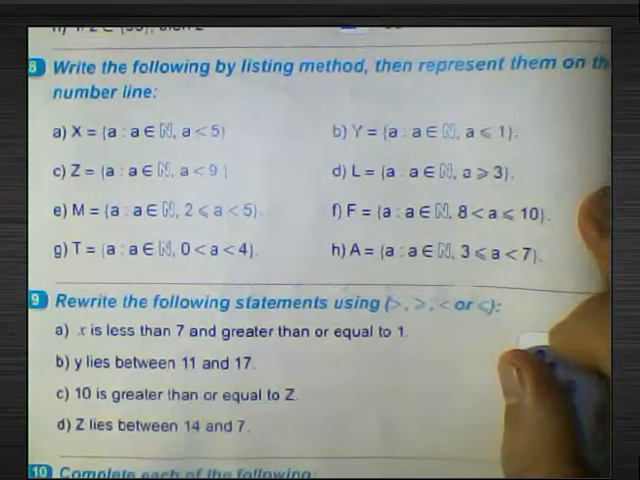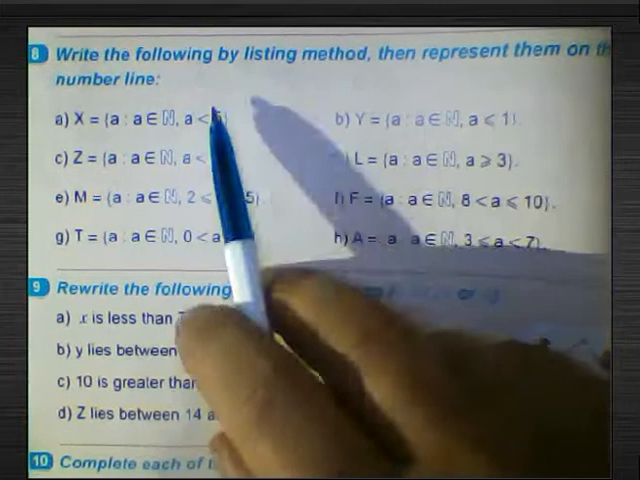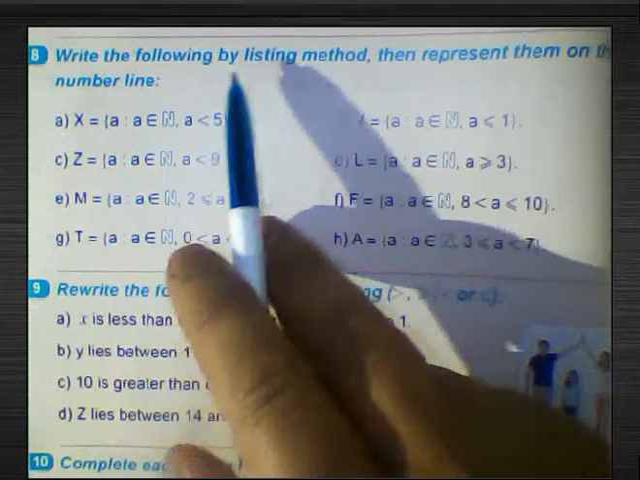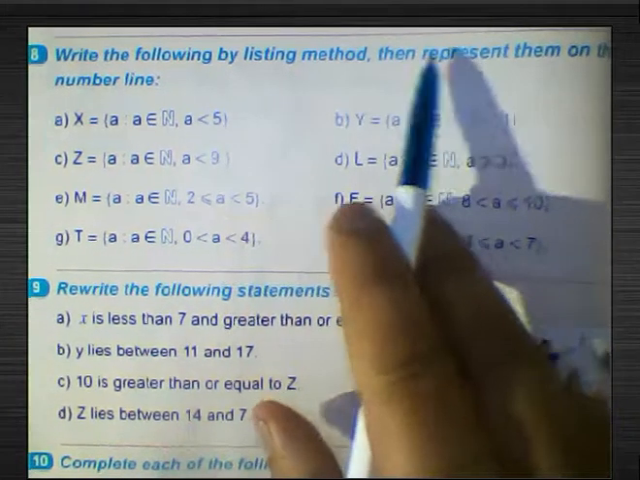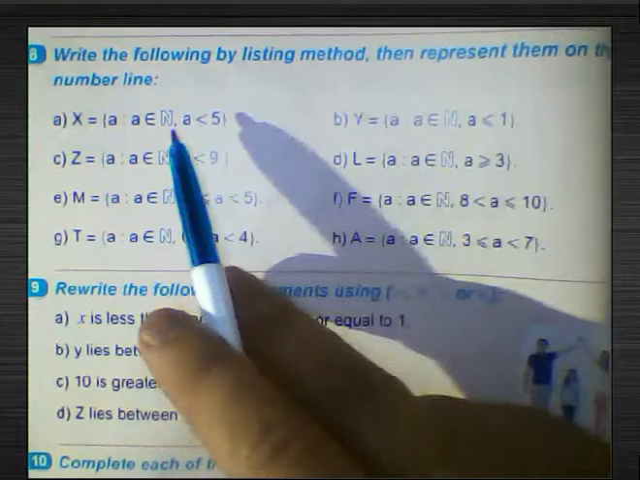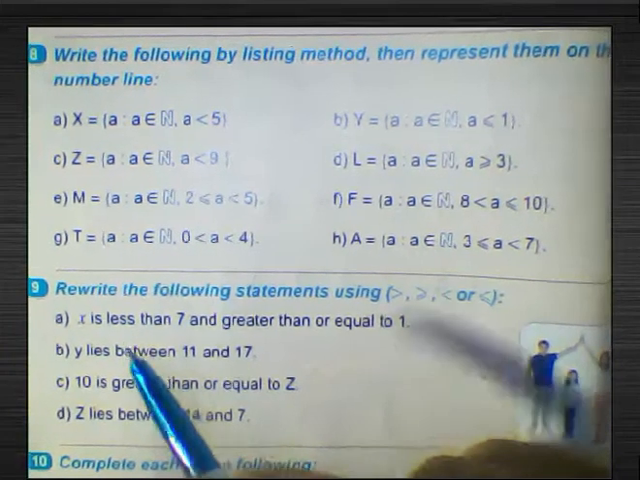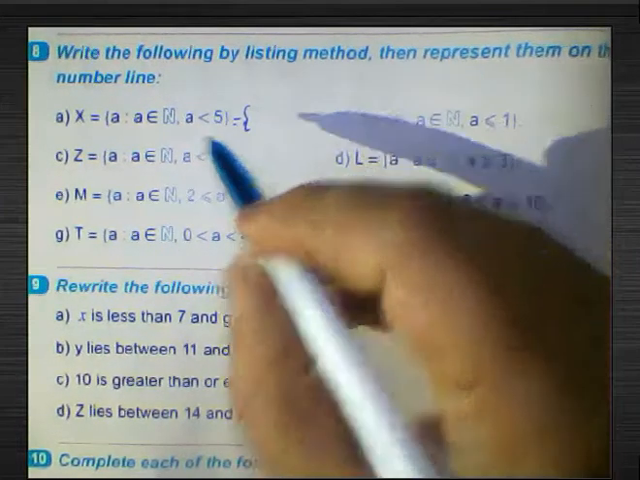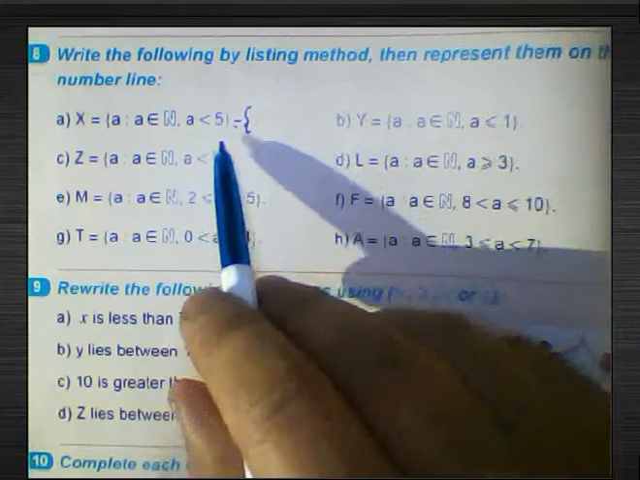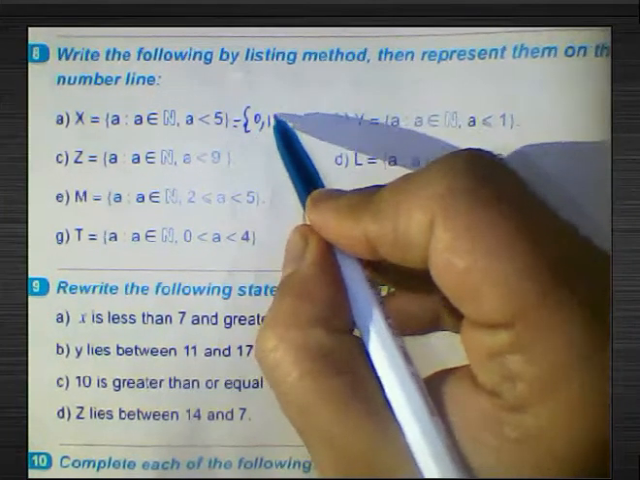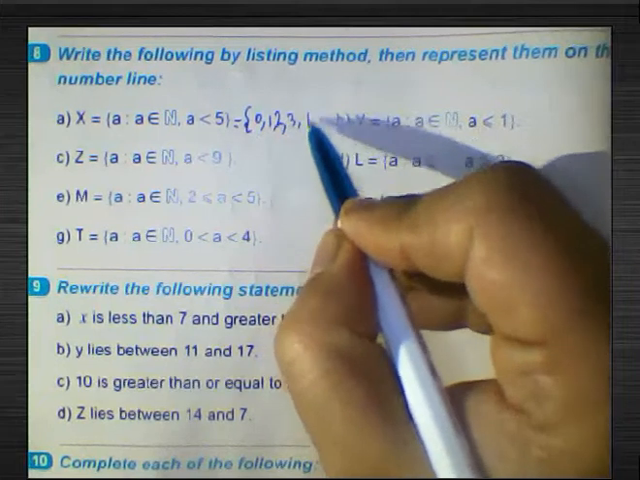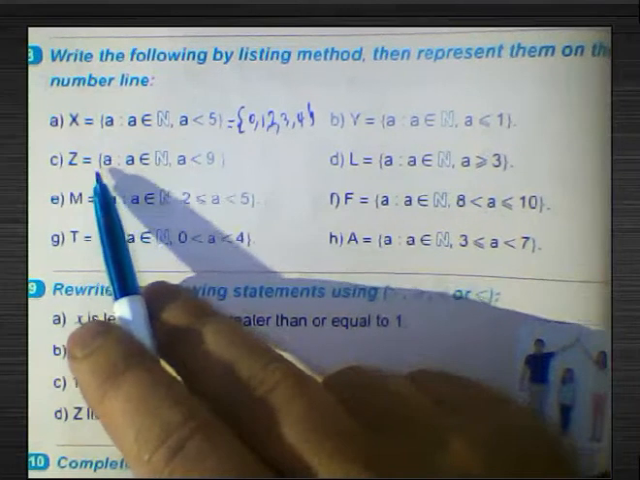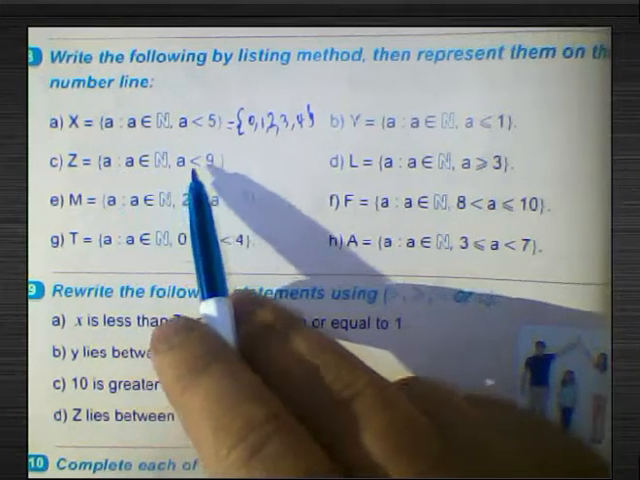Question number 8. Write the following by listing methods and represent them on the number line. I will solve it with you by the listing method, and you can draw the representation on the number line in your notebook. It's easy for you, okay? But first we want to find the solution by the listing method. A belonging to n, a less than 5. We can write 0, 1, 2, 3, and 4 only, because we want to find the natural numbers less than 5.